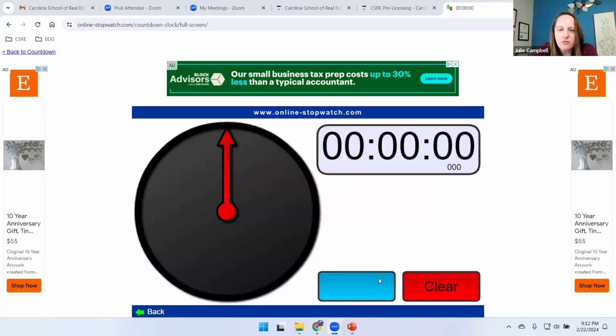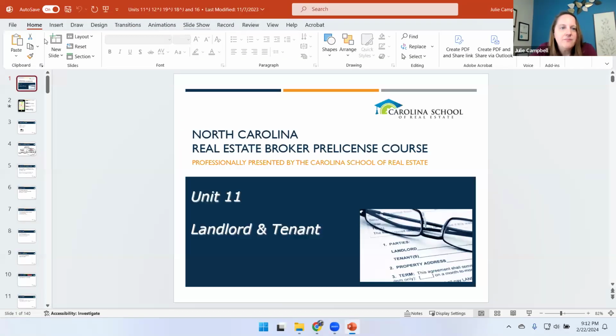Where we're heading is we're going to get started on unit 11. Unit 11 and 12, we're switching gears. This class, your post-licensing class, is heavy on residential sales. But it's also important that we understand a big part of real estate is also the landlord-tenant side of it as well. So we're going to put down sales for a minute, and we're going to talk about the rental side.